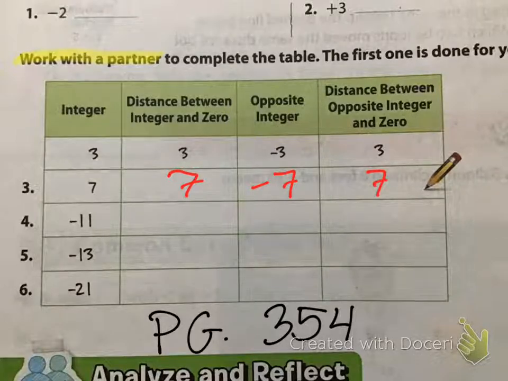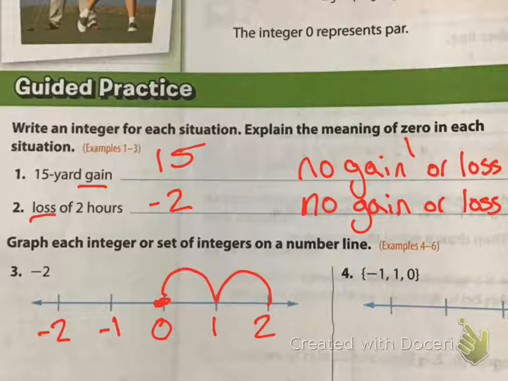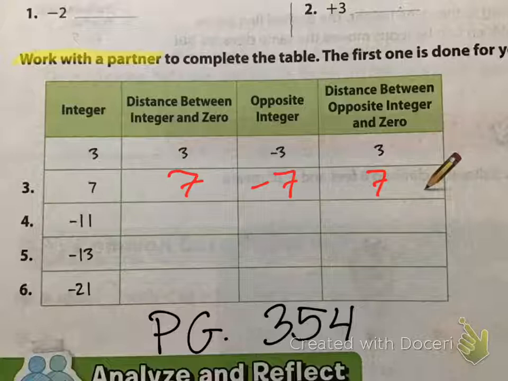7. Exactly. Just like when we look at our graph here, this is 0, 1, 2. This is negative 1, negative 2. Look at the difference. From 2, it's 2 hops away. From negative 2, it's 2 hops away. Even though it's negative or positive, it's always the same amount of hops away.